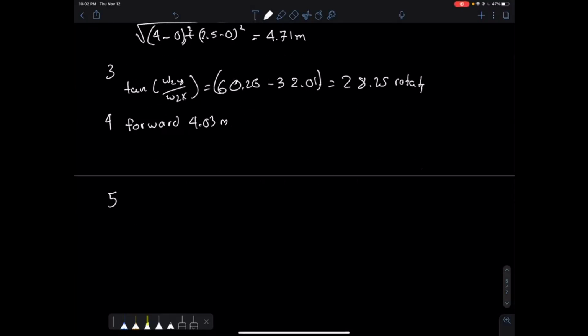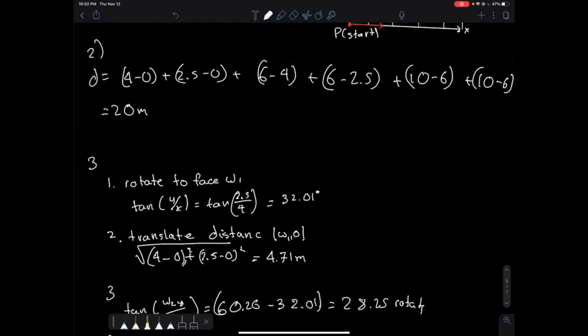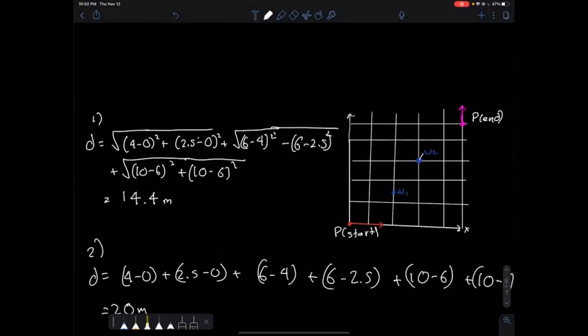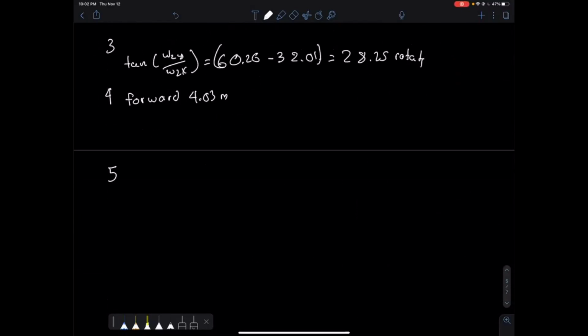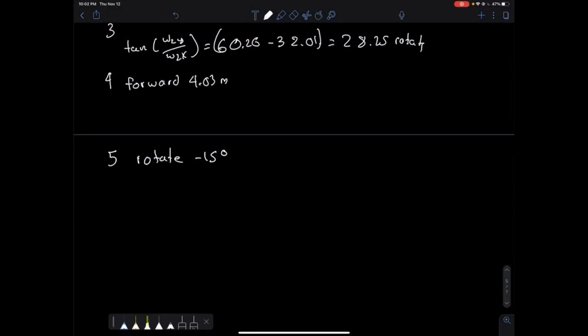And then for your next step, it is rotate so that you are facing Y2. So basically we're right here facing relatively like that. We need to be rotating so we're pointing there. So that's a 45-degree angle because you're going from 6.6 to 10.10. So you just need to subtract. You need to rotate negative 15 degrees. Negative 15.26 technically. Yeah. And then finally you drive forward.